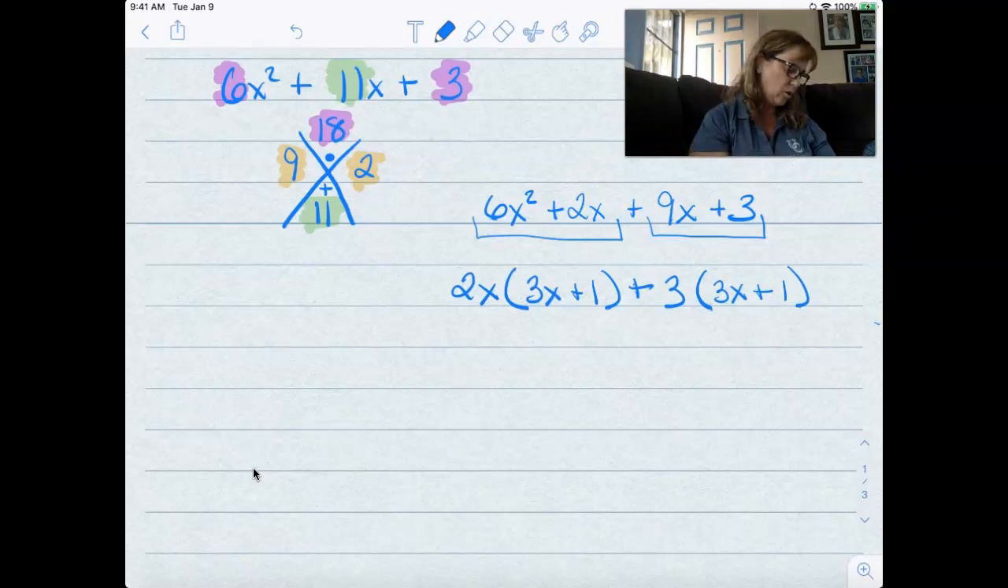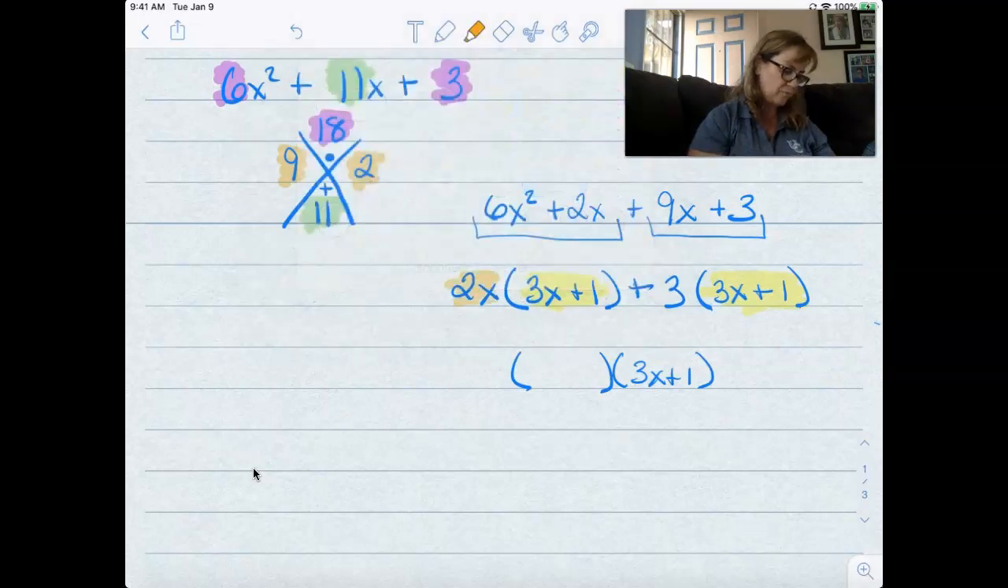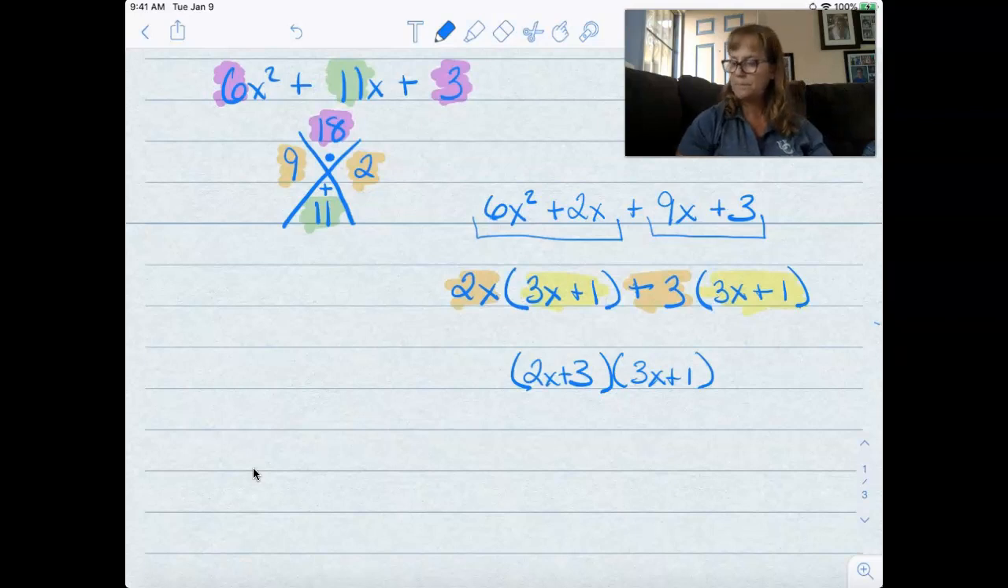So therefore, one of our binomial factors is 3x plus 1. So we can write that down. But our other factor then is going to come from 2x and the 3. And that's what makes up this one right here. Okay? I hope that made sense to you.